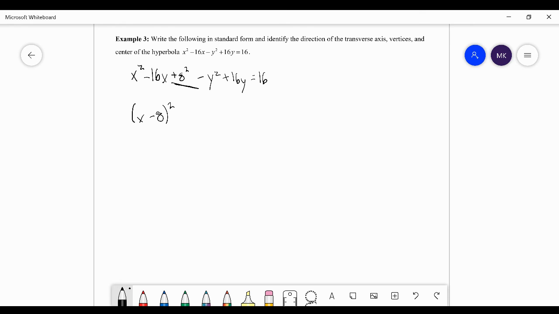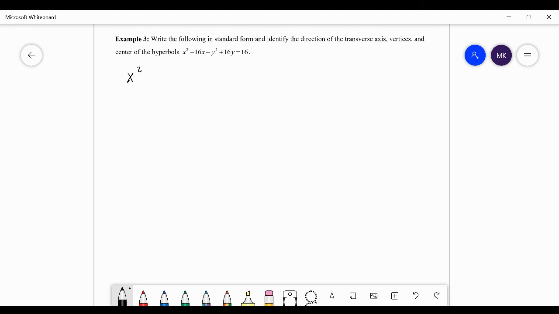Now, I've changed this equation. I just added 8 squared. I added 64 onto the left-hand side. This is no longer a balanced equation. I need to balance it back out. To do that, I'm going to add 8 squared to the right-hand side. Okay? So what I did here, let me do this actually.